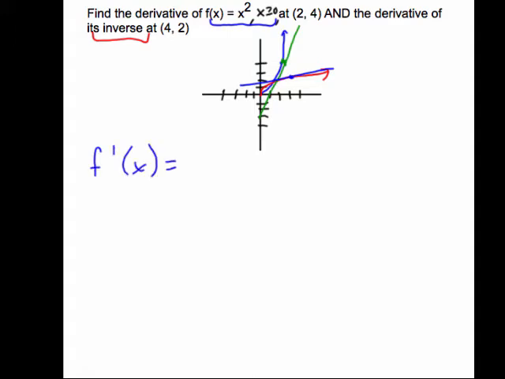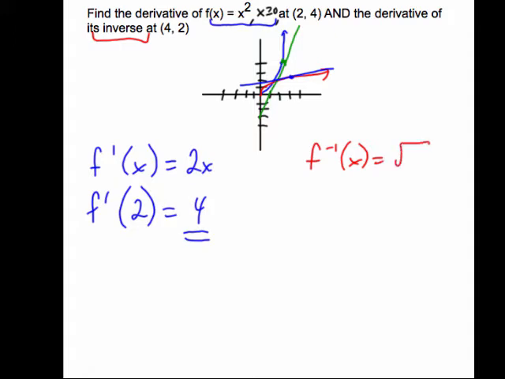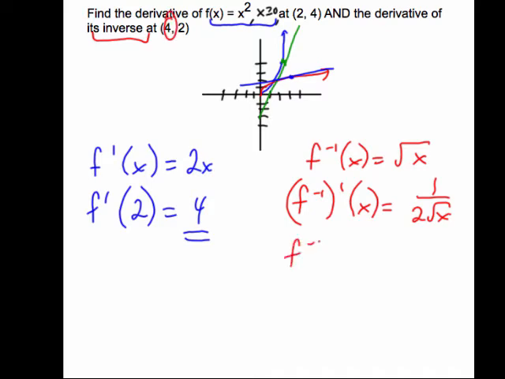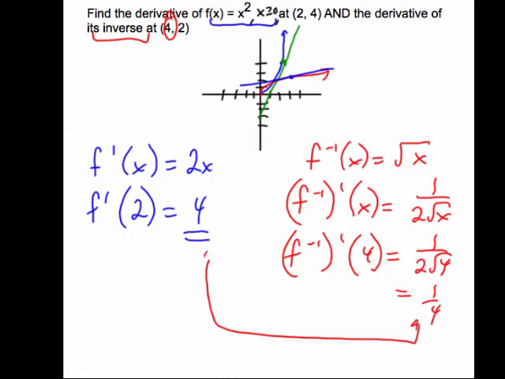The derivative of the original would be 2x, and the derivative at x equals 2 would be 4. So the slope of the green line is 4. The inverse function is the square root of x, and so the derivative of that is 1 over 2 root x, and I'm asking for the derivative at x equals 4, the inverted point from the original, and if I plug that in, I get 1/4. So again, the inverse point on the inverse has the reciprocal slope to the derivative on the original.